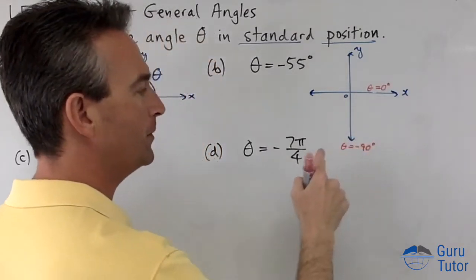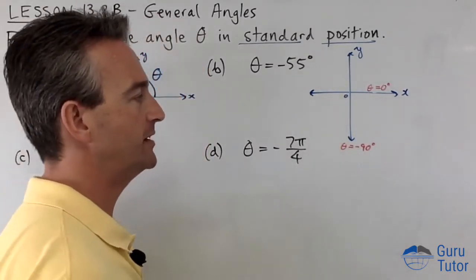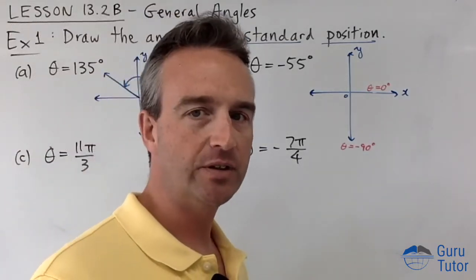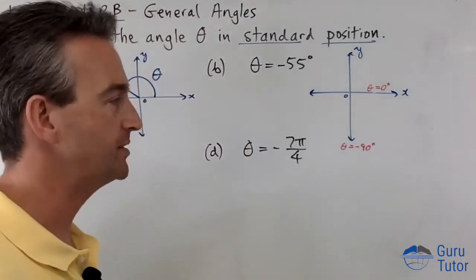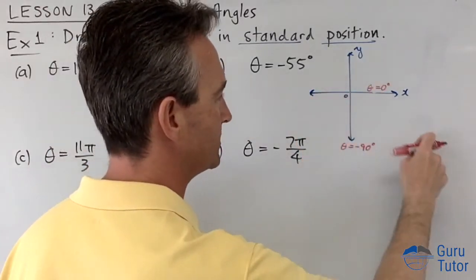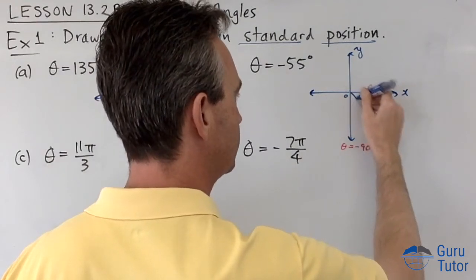Remember before we said this is 270 degrees? We can also think of that as negative 90 degrees. In standard position, negative 90 degrees and positive 270 degrees are the same angle. Negative 55, so negative 45 is like right there, right? So this is just going to be a little bit further than that, a little closer to the negative y-axis.